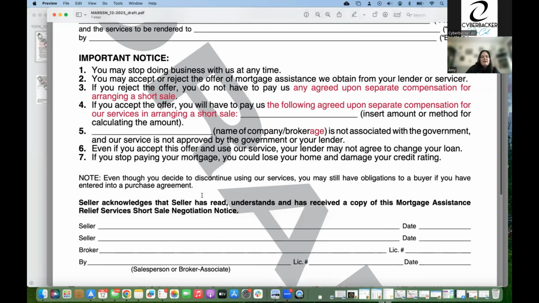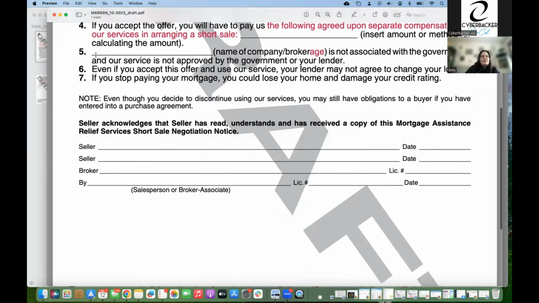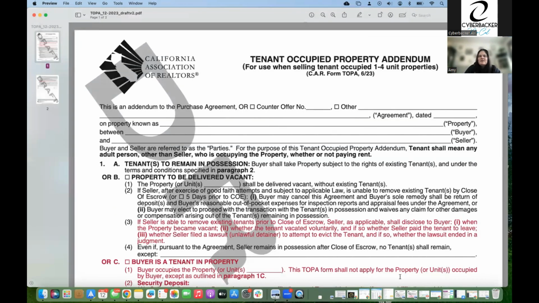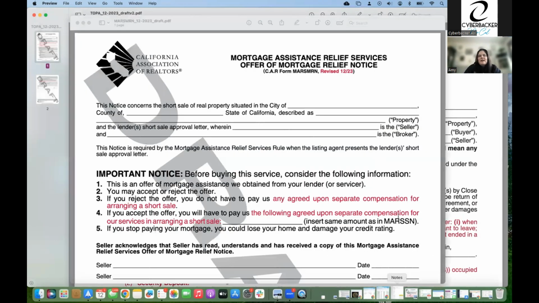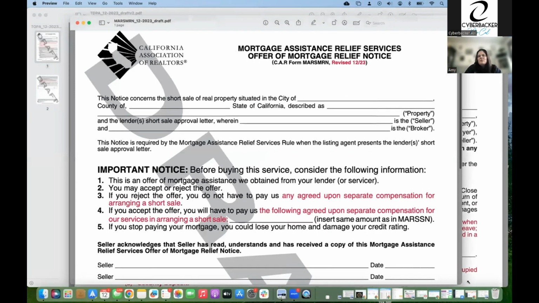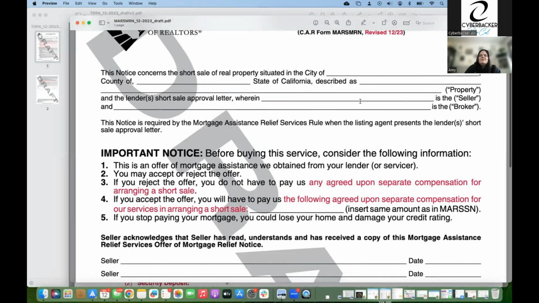Okay. And that's all the changes on this form that you'll see. It's always been in existence. We just don't use it very often any longer. So that's that form. And then we have our mortgage assistant relief services or other mortgage relief notice. This is between the seller and the broker as well.